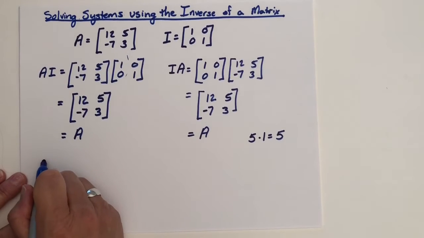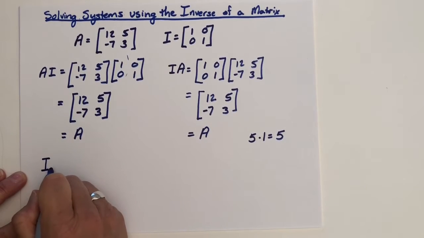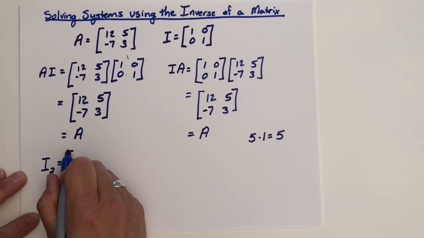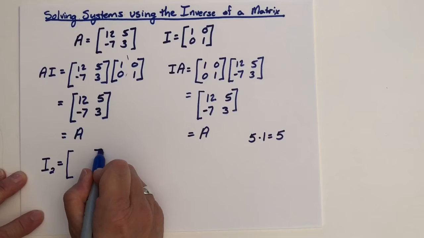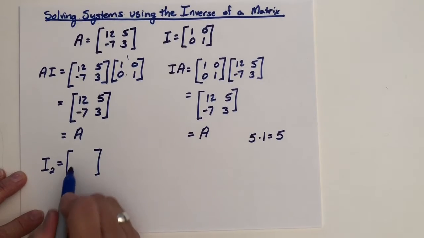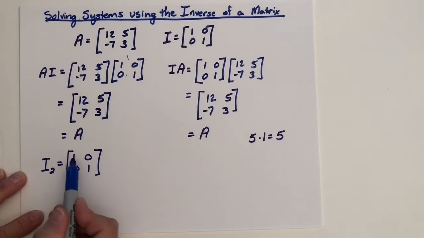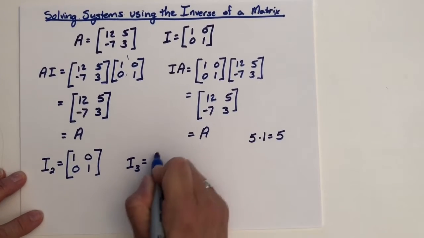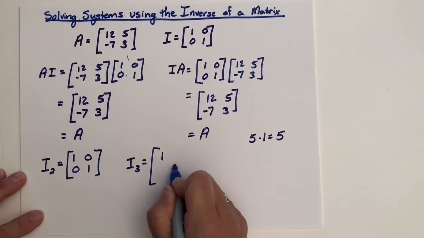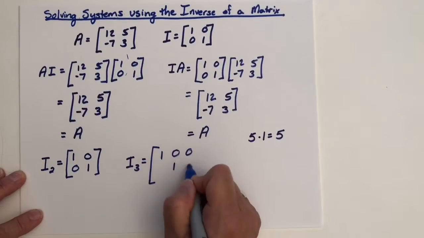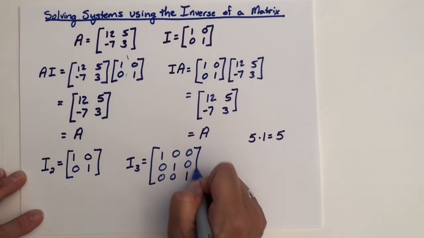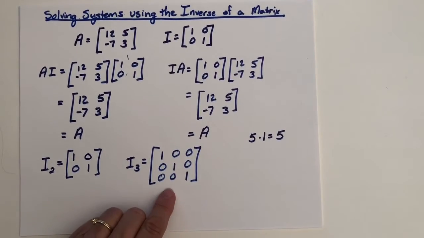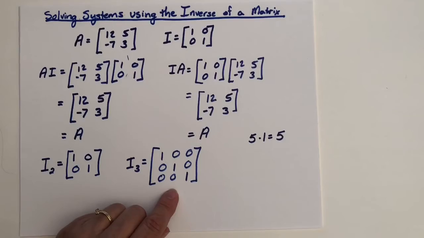Our identity matrices look like this. I'll put a little subscript 2 here so that we know it's a 2 by 2 matrix. Our identity matrix is a matrix that has 1s along the main diagonal and 0s everywhere else. And our main diagonal is from upper left to lower right. So another identity matrix, our 3 by 3 identity matrix, would have 1s along this main diagonal and 0s everywhere else. So if you were to multiply a matrix by this identity matrix, again, your original matrix would be unchanged.